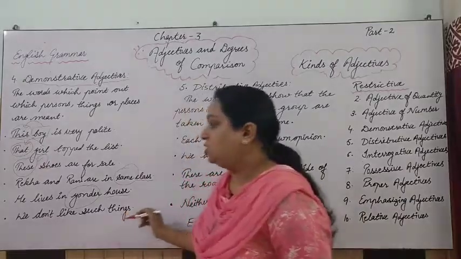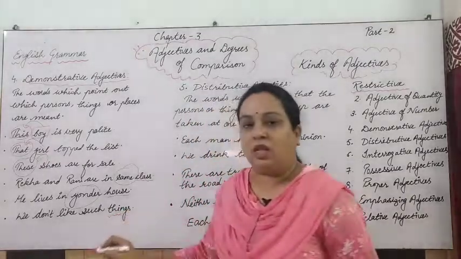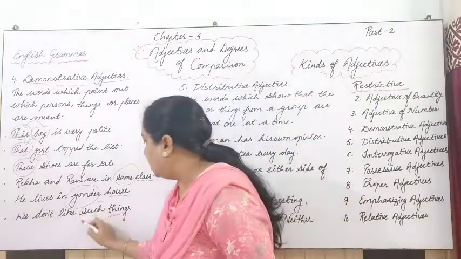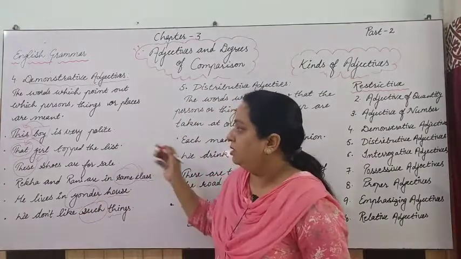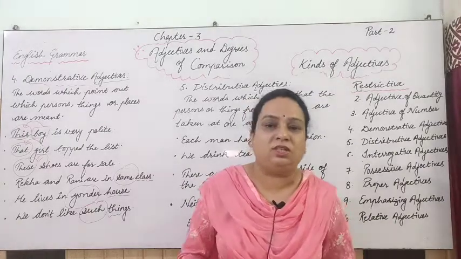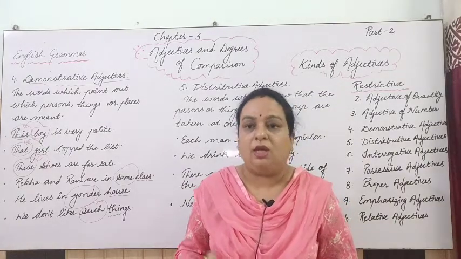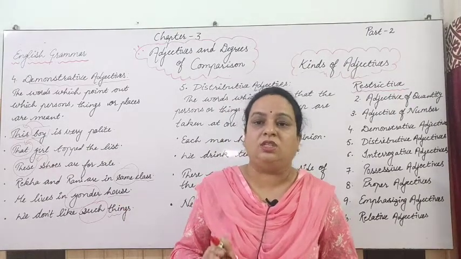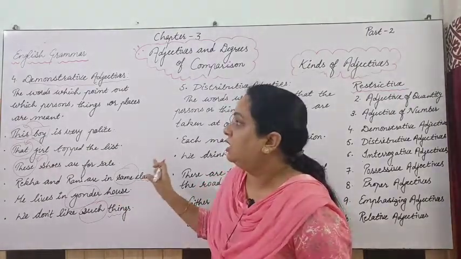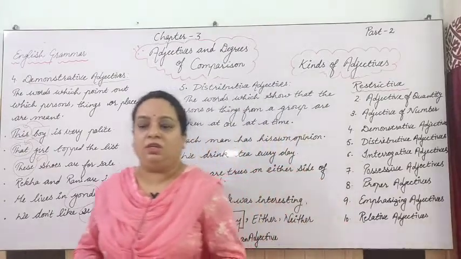We don't like such things. So things is what here? Noun, and such is telling us about the demonstrative adjective. So like this we are able to find out the demonstrative adjectives in the sentences. Okay, so please note down the words this, that, these, those, such, same, and yonder are categorized as demonstrative adjectives.